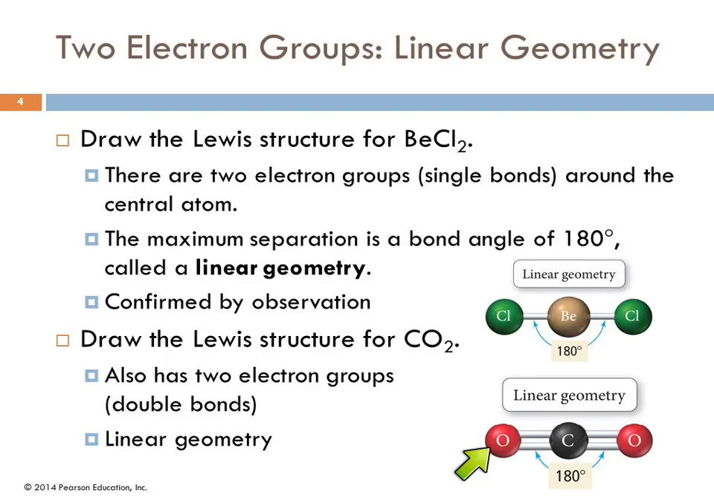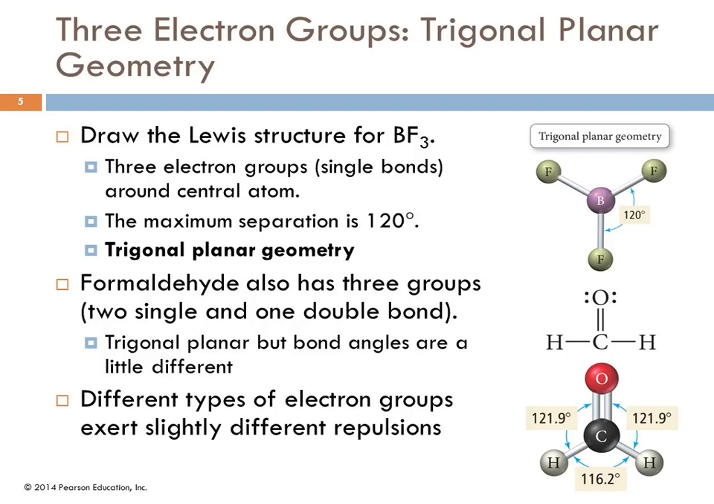So we're not looking at the atom here as the group. We're looking at electrons. The electron group is a lone pair or a single bond, a double bond, or a triple bond, or it can be a single electron, but we won't probably run into those very much. So if you have 2 electron groups, you have a linear geometry.